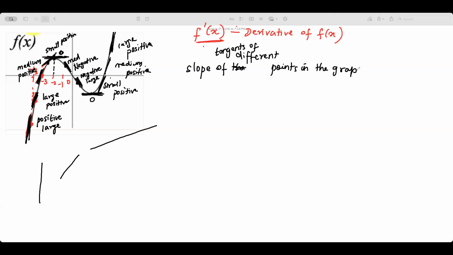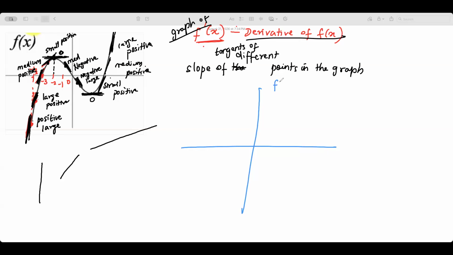So we are trying to draw the graph of the derivative of f of x. Derivative of f of x is the slope of the tangent at particular points. We are doing that for several points in the graph so that we can come up with the graph for the derivative completely. This is our f dash of x. Let's plot it. We said positive large.